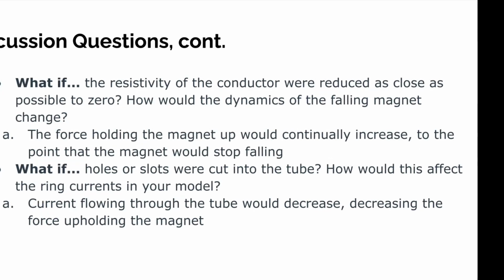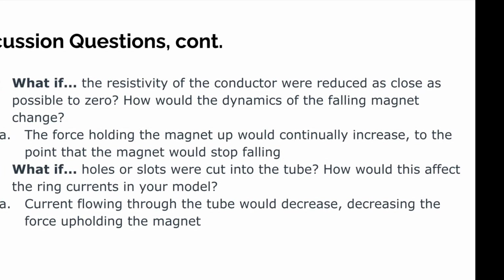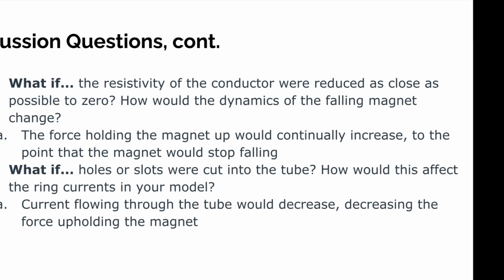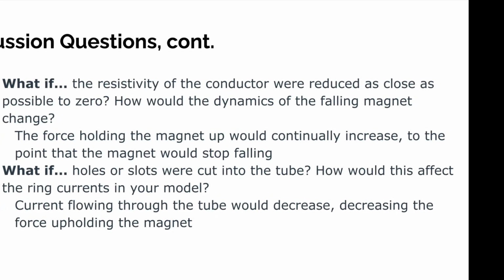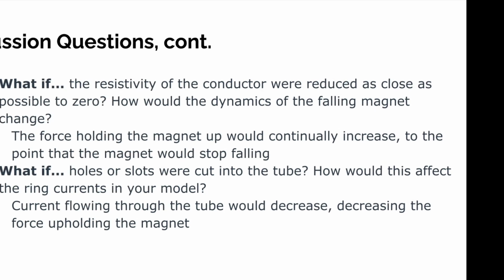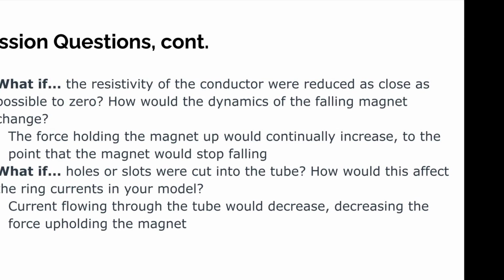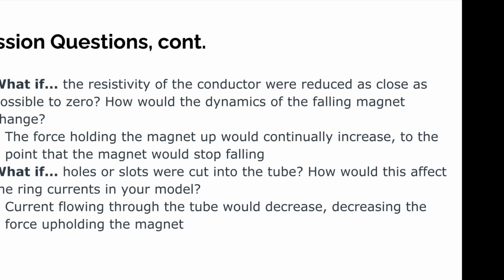Some final questions. What if the resistivity of the conductor was reduced as close as possible to 0? If this were to happen, the force holding up the magnet would continually increase, and the magnet's acceleration would continue to decrease over time to the point that the magnet would stop falling because the force would be equal to the force of gravity.